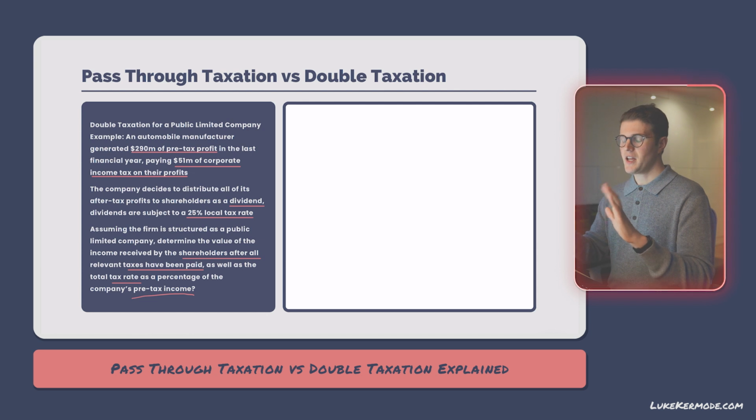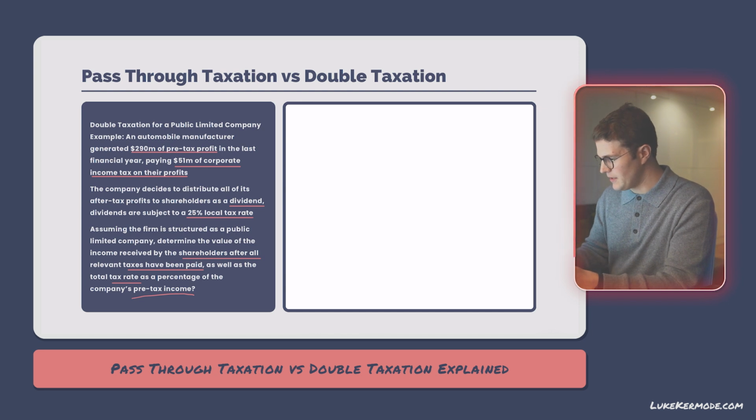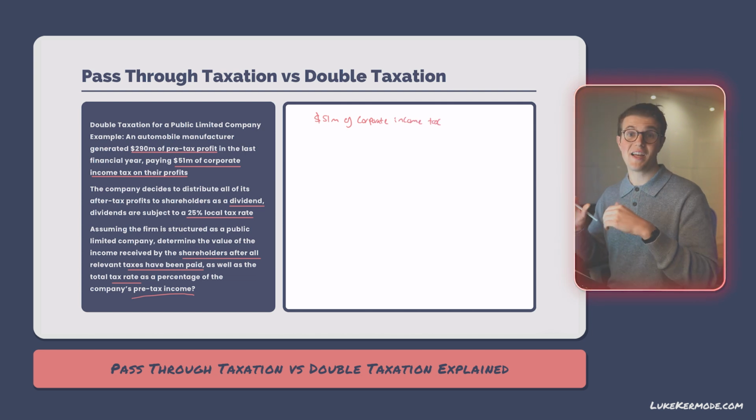Okay, we've got a public limited company. We know that public limited companies are taxed twice, at the company level and the shareholder level. So we discussed that on previous slides. We know there's going to be two taxes due here on that 290 million worth of profit. So starting at the first level, the company level. The company pays 51 million of corporate income tax. That's how much tax the company pays.